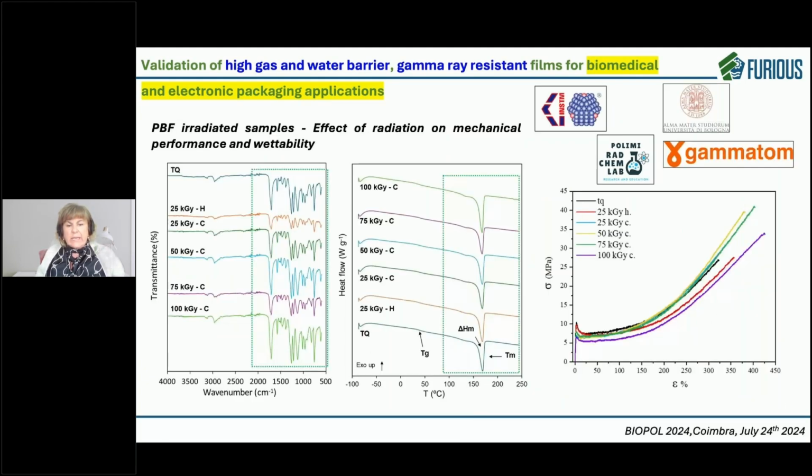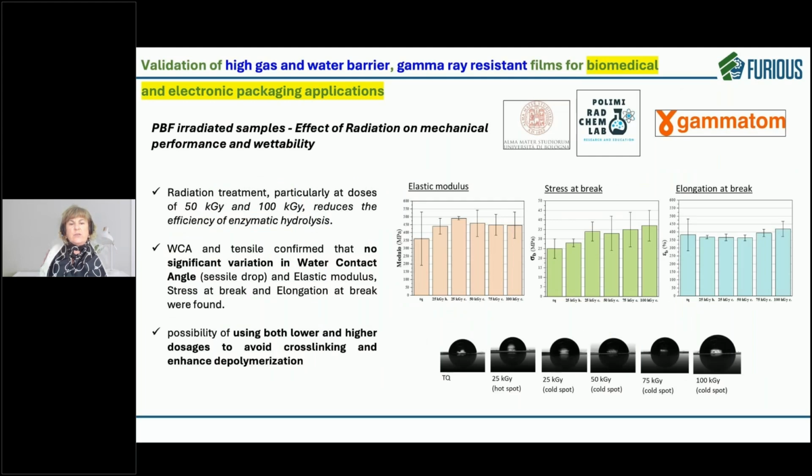And here you can see the thermal, the diffractometric and the mechanical properties of the gamma treated PBF. As you can see, the properties are kept without any problem. So 25 kilogray does not affect the performances of our material. But what happens if we decide to use lower doses or higher doses? Here you can see that also the hydrophilicity is not at all affected by the gamma radiation, so this is good.